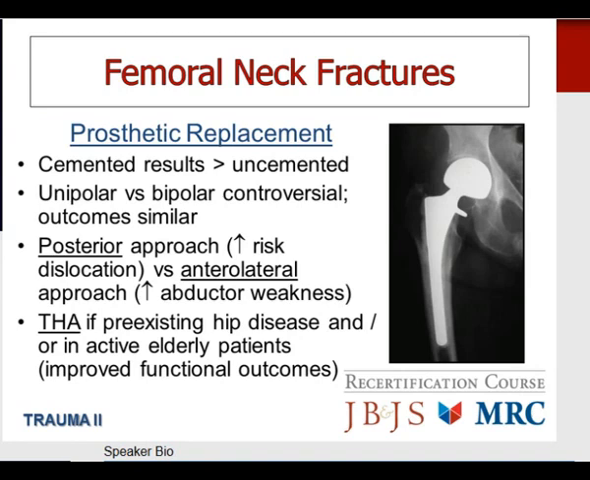You can perform a hemiarthroplasty through a posterior approach or an anterolateral approach. They both have their own associated risks. With the posterior approach, there's an increased risk of prosthetic dislocation, whereas with the anterolateral approach, there's a significant risk of abductor weakness. And again, if the patient is known to have pre-existing hip disease or the patient is an active elderly patient, then total hip arthroplasty as opposed to hemiarthroplasty has been associated with significantly improved long-term functional outcomes.